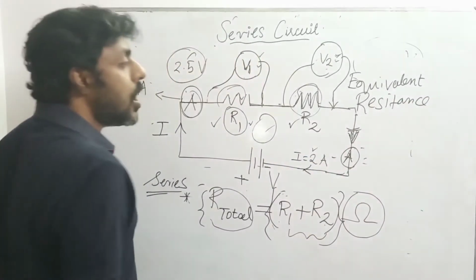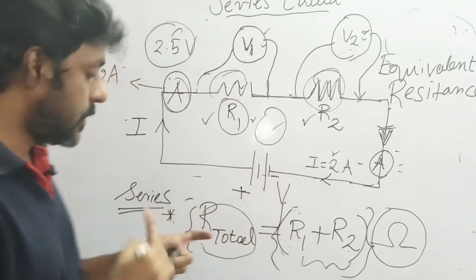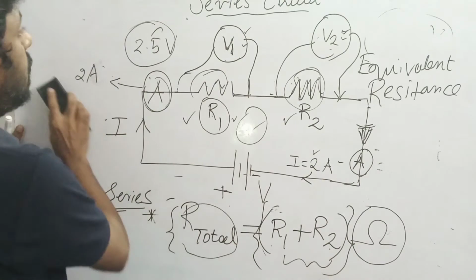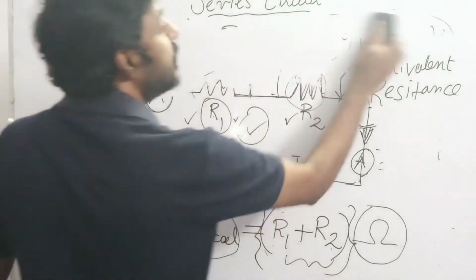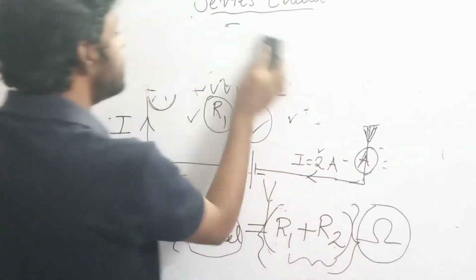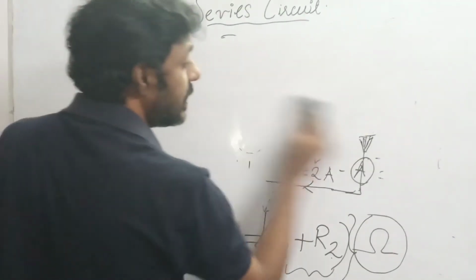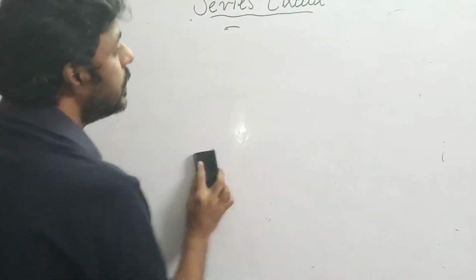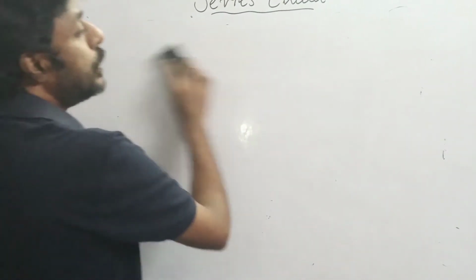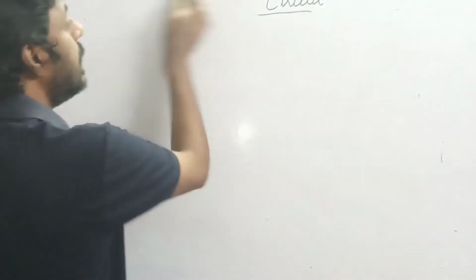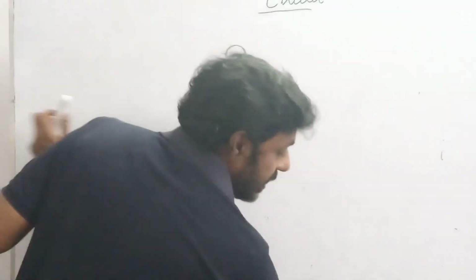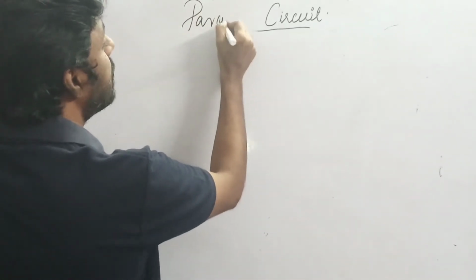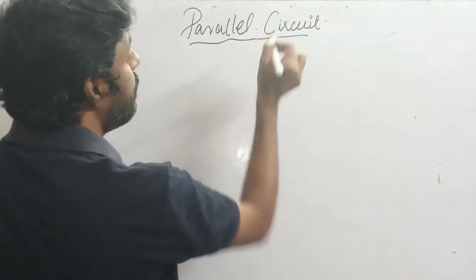This is what a series circuit is all about. I hope you can understand what is meant by a series circuit. Now the next connection which we are going to deal with is called a parallel connection. This is also one of the most important things that you need to understand while analyzing an electrical network. I'll call it a parallel circuit. You might ask, what is meant by a parallel circuit?